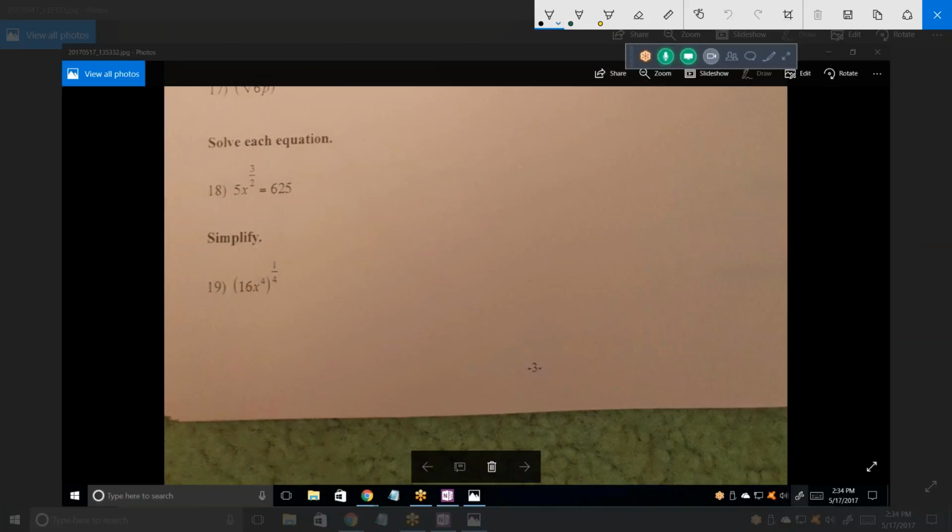Cool. So 5x to the 3/2 equals 625. What's our first step here? The first step is to take 625 down to match 5. Like put 625 in exponential form? No, no. The only reason that's not our first step is there's no x on the right side.